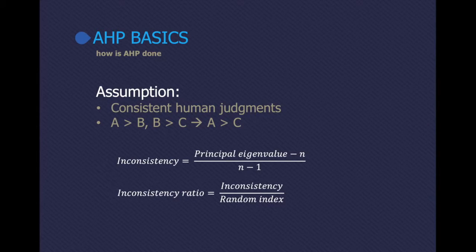There is also a basic assumption that we made. We assume all human judgments made are consistent. For example, if A is ranked as more important than B, and B is ranked more important than C, then we assume A should be ranked as more important than C. Hence, we will conduct a consistency check on all of our pairwise comparison matrices to ensure our judgments are consistent throughout.